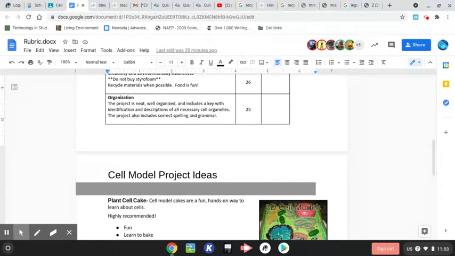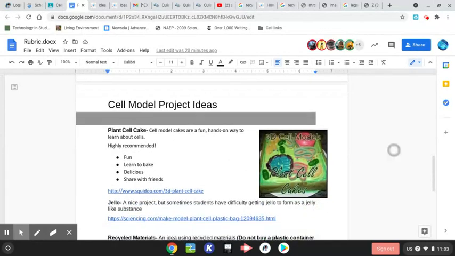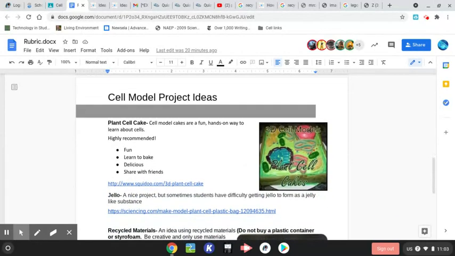So, let's go to the cell model project ideas at the bottom of the rubric, and to the right, you can see a picture of a cell cake. That's a cake. Food is fun. This is the most popular project. If you all do a cake, that's plenty creative for me. And as long as you give me a rubric and identify the organelles, you'll get 100. Okay? I want to give you 100.